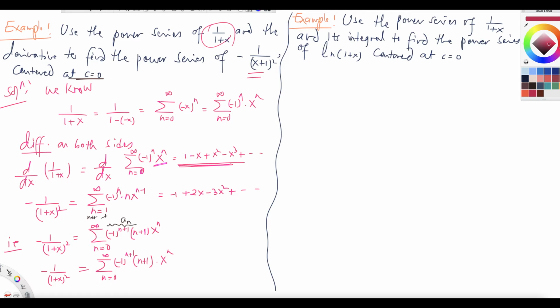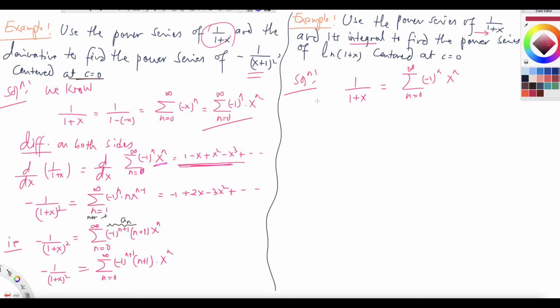All right, so let us do the same thing to find out, we need to use the integral for that. Find the power series of 1 over 1 plus x, and then we need to do the integral to find the natural log of 1 plus x, because the integral of 1 over 1 plus x is that. Let us use the same thing. We know that 1 over 1 plus x equals the summation n equals 0 to infinity of -1 to the n, x to the n, right? That's what we use from there.